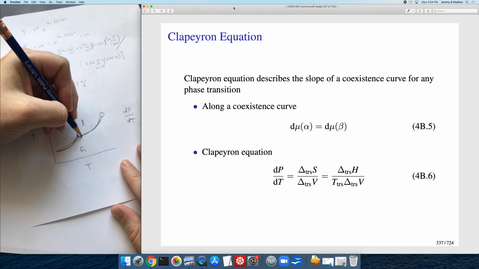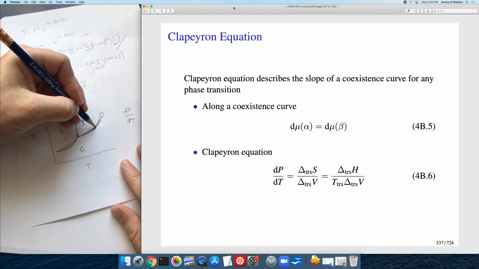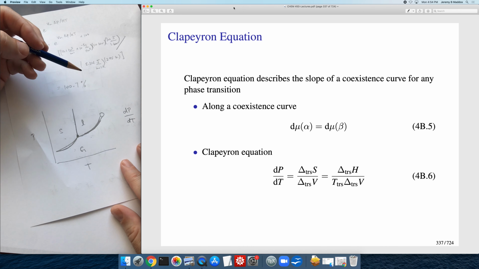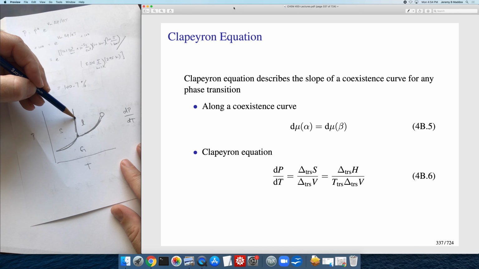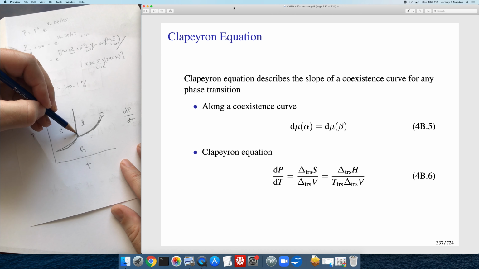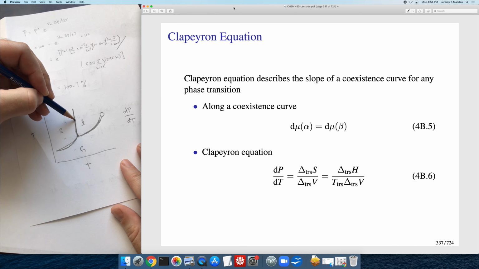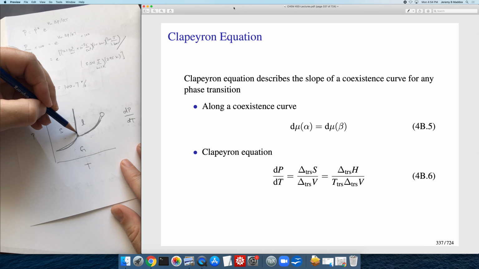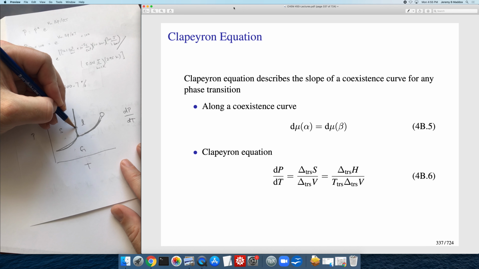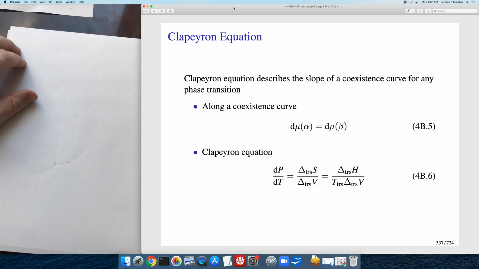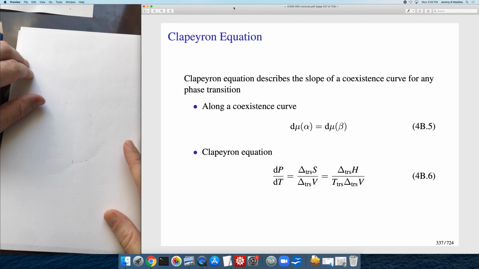And so at every point along here, the two chemical potentials of the liquid and the gas are the same. Along this coexistence curve, the chemical potential of the solid equals that of the liquid. And along this one, it's the solid and the gas. So what we're doing is moving along one of these lines where the two chemical potentials are the same. So if there's a change in the chemical potential of the solid as we go from one point to another, there's going to be a correspondingly equal change to that of the liquid. Okay? And that's what this first line here is on the slide.